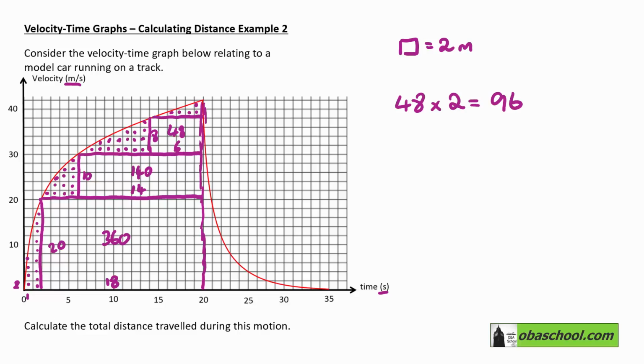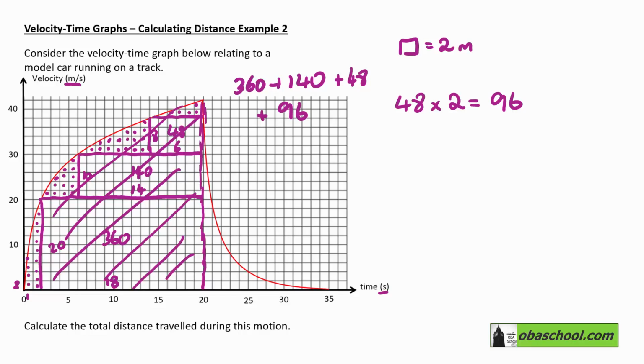So the area for that part is going to be 360, add 140, add 48, the bits that I blocked off, and then add the 96 there. So that would be all of this area counted. And then we have to count this other area. And I might just count squares in there.